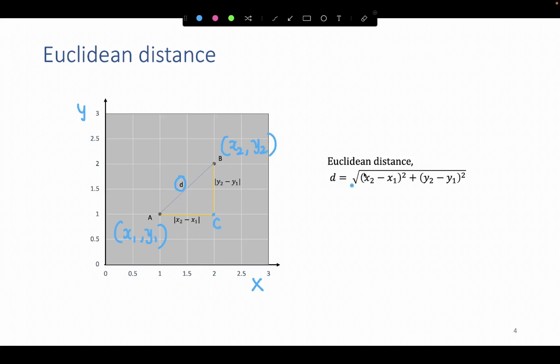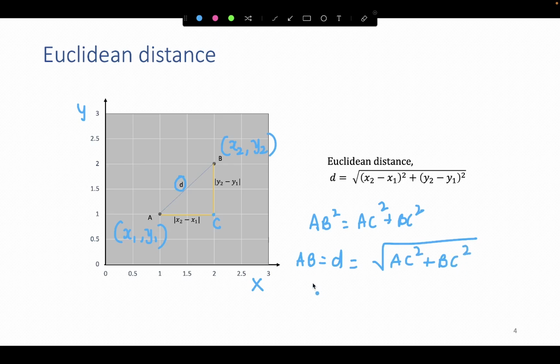Just by applying the Pythagoras rule, we can say that AB square is equal to AC square plus BC square, right? AB, which is nothing but the hypotenuse, is going to be the square root of AC square plus BC square. Now I am unaware of what AC is and what BC is. I need to find these two sides of the triangle so as to come up with the Euclidean distance formula, or this specific distance D here.